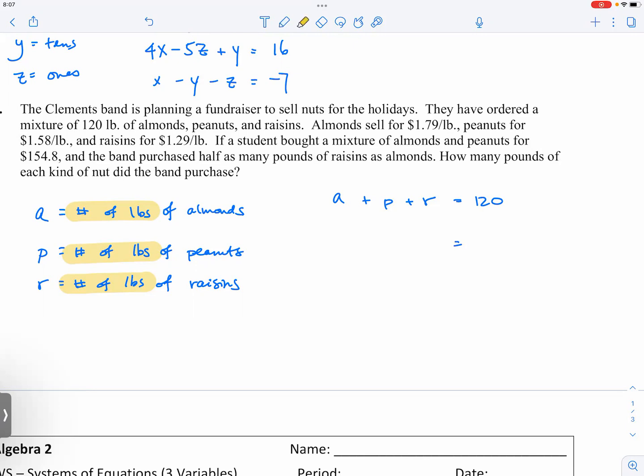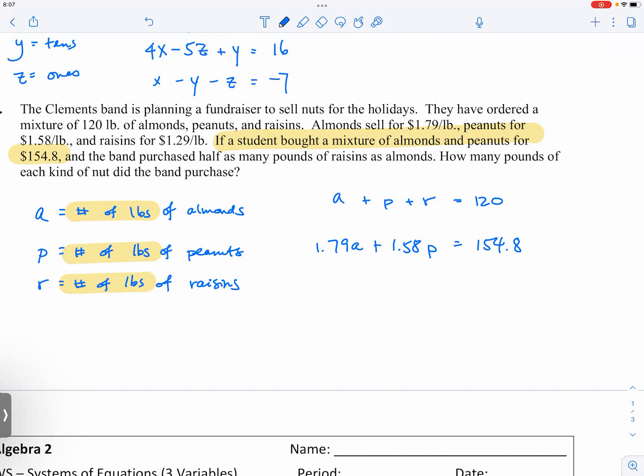It says a student bought a mixture of almonds and peanuts for $154.80. So what is equal to 154.8? 1.79A plus 1.58P, since it's only almonds and peanuts, no raisins. So you want to put the price.